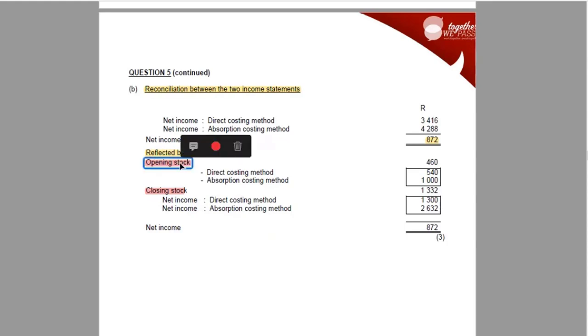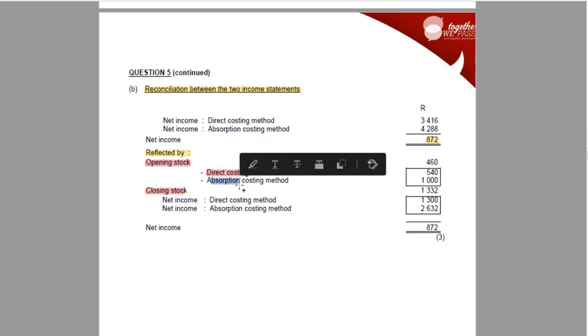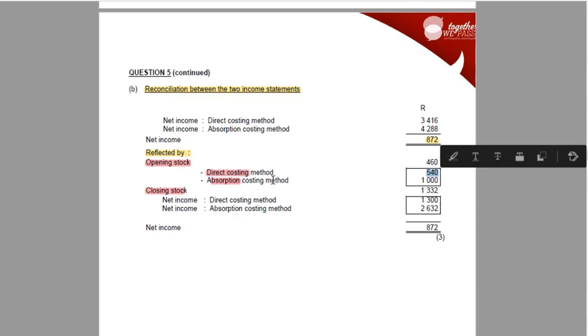Okay, then they ask you, under opening stock, what was my opening stock under direct costing method? What was my opening stock under absorption costing method? You take it from your income statement. Under direct costing method, it was 540. Under my absorption cost, it was 1,000. Okay, what's the movement between the two? 1,000 minus 540, it's 460. All right, you still haven't shown the reconciliation, so you got 460.